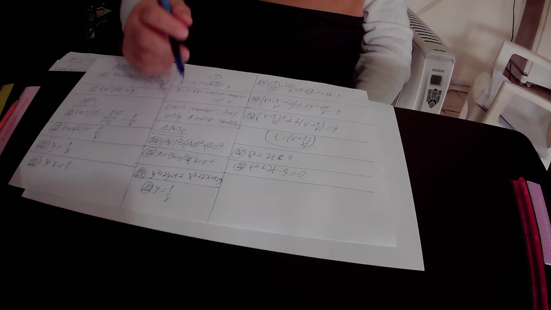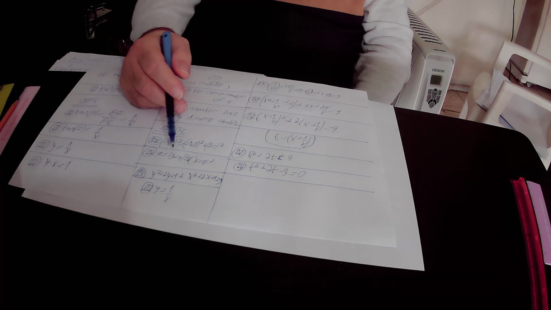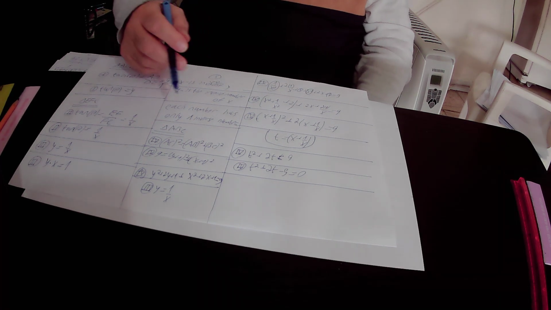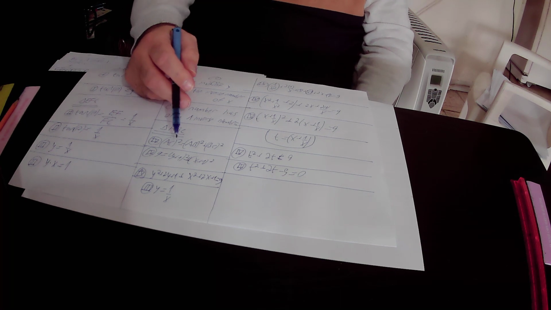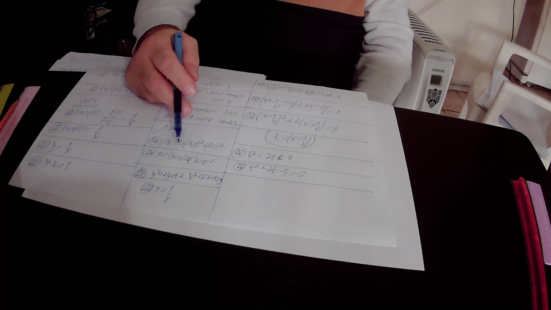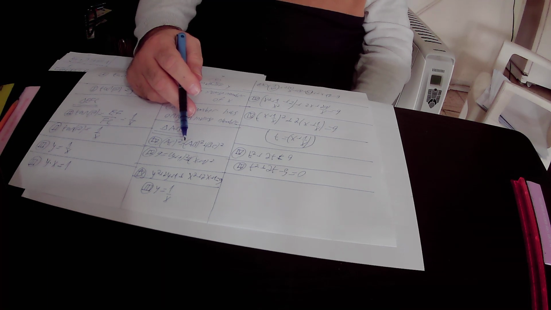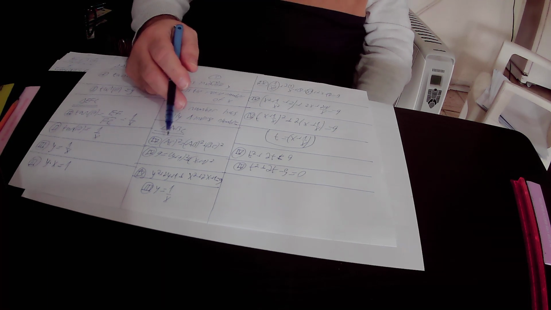x plus 1 square. Here we open the brackets on this side of equation number 4, and we got that y plus 1 square is y square plus 2y plus 1, plus x plus 1 square is x square plus 2x plus 1, and it equals 9.